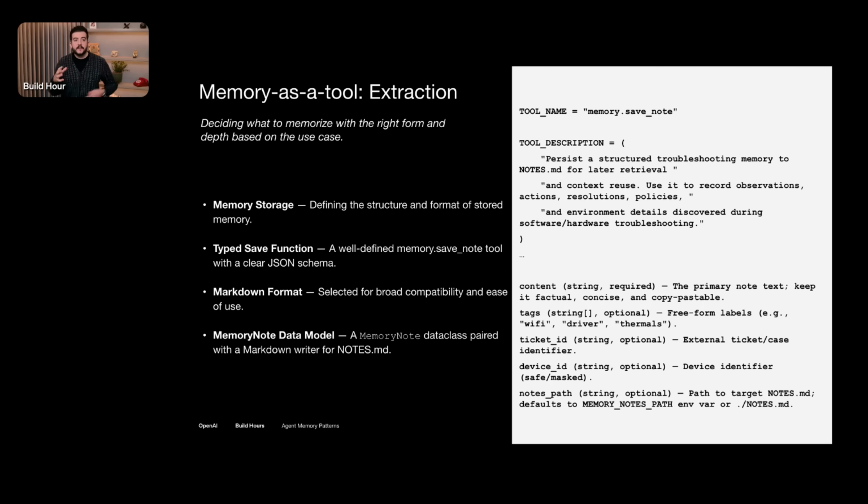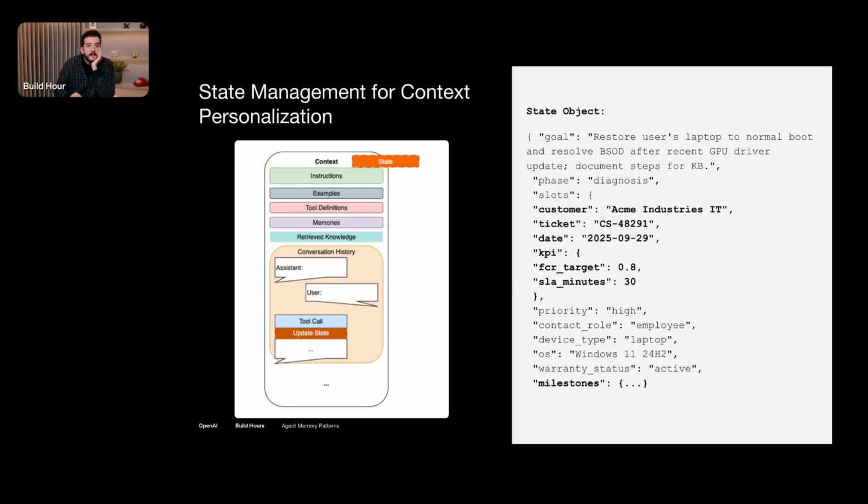And for extraction, you can use a memory tool to extract memories in the live turns. So you can store memory in JSON as a one or two sentence note. You can use typed save functions. You can use Markdown format and other types of techniques when you're writing this specific tool for saving the memory.